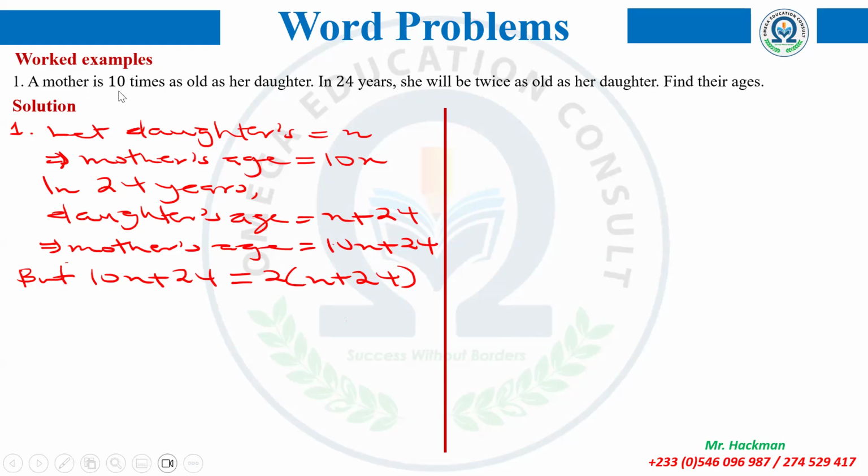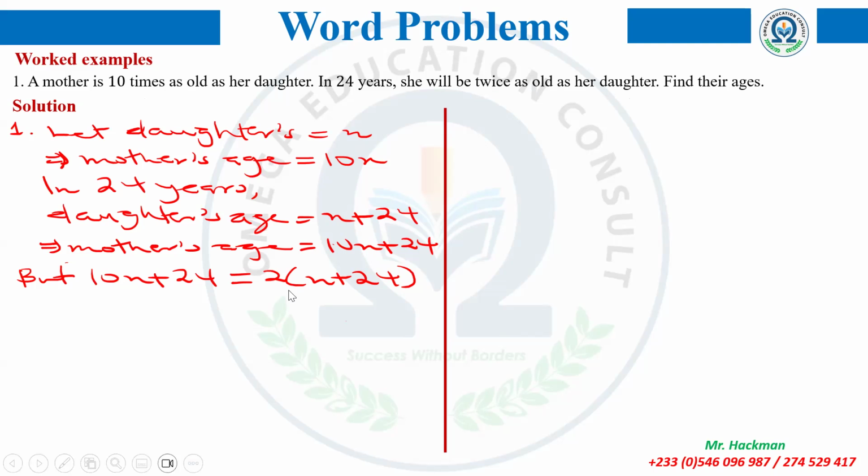Remember when we said 10 times as old as the daughter, it was 10 times S. That's the present age, is that not it? 10 times the present age. What we have here, the relationship here is for their future ages. So in 24 years, she will be twice as old as her daughter. So the ages that I'm connecting here will be the ages of the two in 24 years.